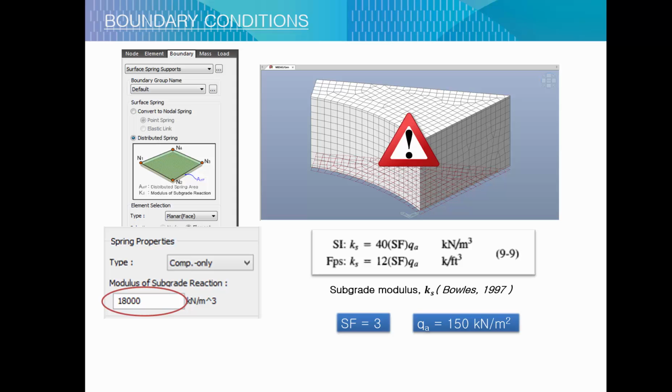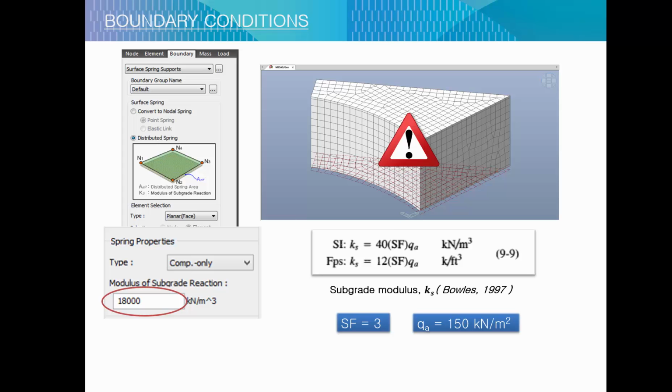But be warned when using compression only soil springs. When using this, we need to take special steps to ensure that the analysis will give us proper results, because if we don't do this, we are going to have convergence error in our analysis. This special, or additional, step I will discuss later.